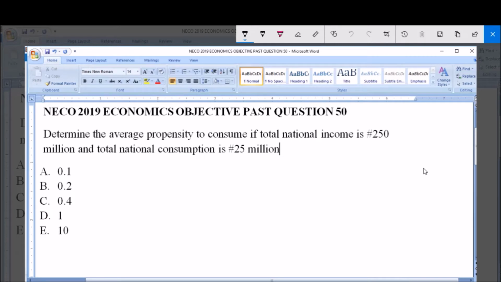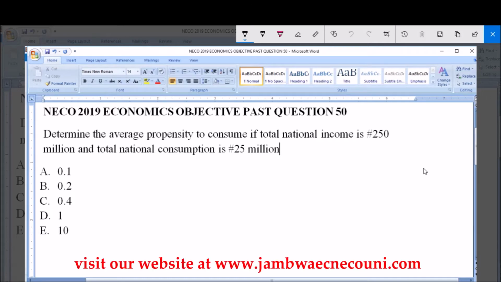Determine the average propensity to consume if total national income is 250 million naira and total national consumption is 25 million naira. So A 0.1, B 0.2, C 0.4, D 1, E 10.